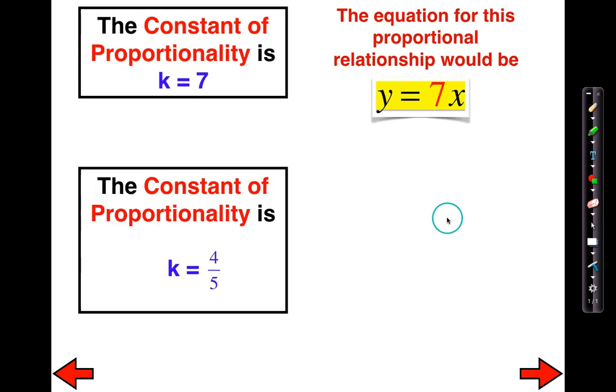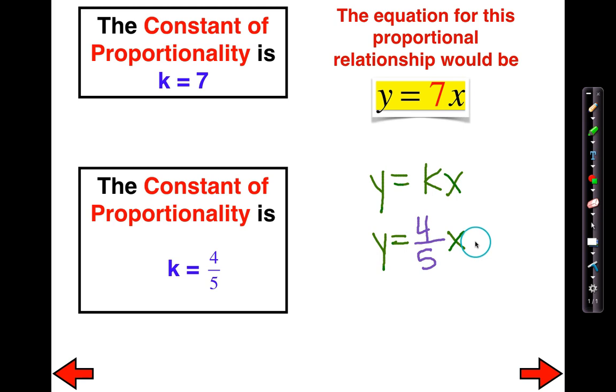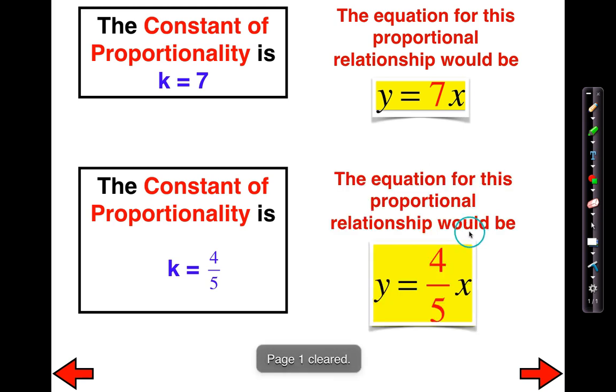Okay, let's practice some more. If the constant of proportionality is 4/5, what would the equation be? Well, it's going to follow the format y equals kx. We're going to go ahead and keep everything except we're going to replace k with 4/5. And we're going to go ahead and keep the x. So my equation is y equals 4/5 x. Now notice, I'm only able to do this if the equation is a proportional relationship, which makes sense since they are giving me the constant of proportionality.